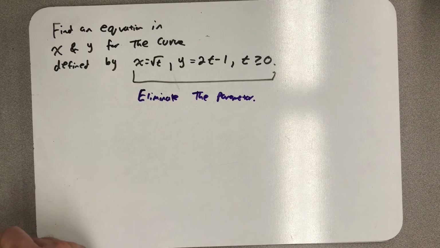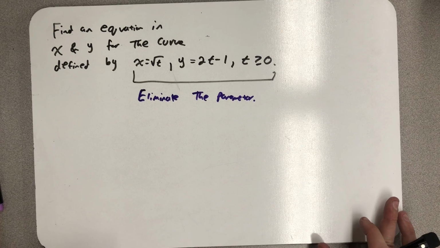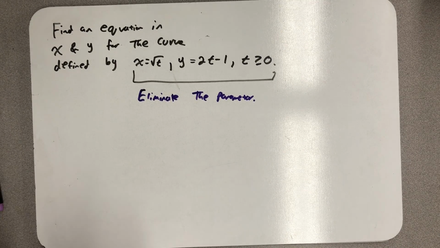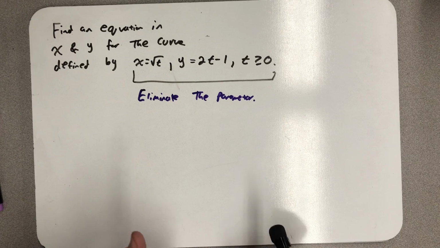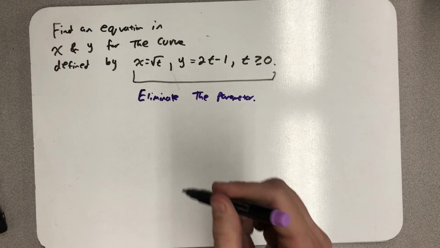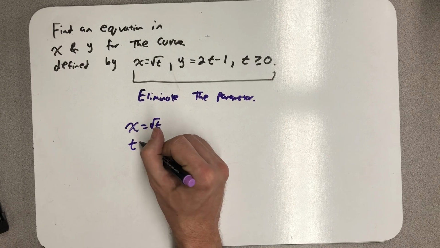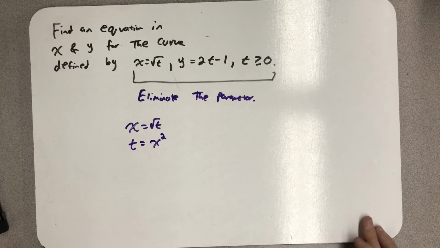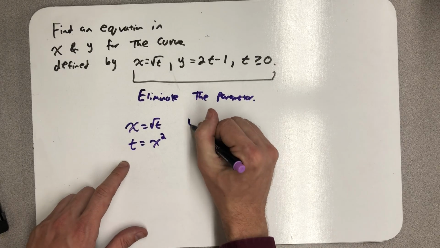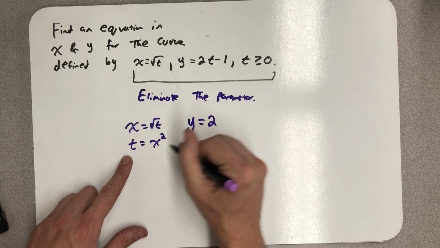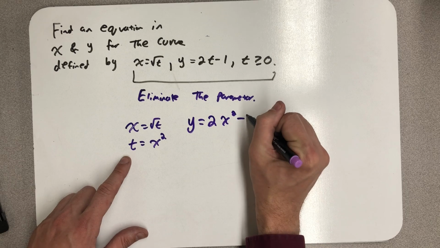And one way of doing that is to look at the equations we have and, well, solving for t and substituting it into the other equation. So for this one, if I look at this equation, I have x equals root t, which means that t is equal to x squared. All right, I can substitute that into the other equation. I get 2x squared minus 1.